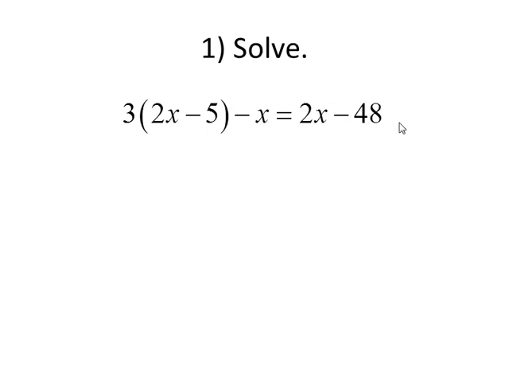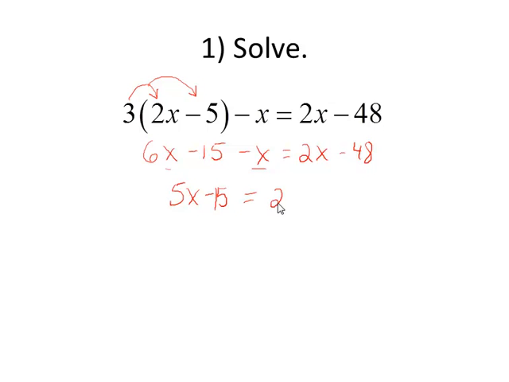First problem, a linear equation. We want to begin by simplifying both sides. So here that's going to include distributing and maybe combining like terms. Distribute the 3. Then combine the like terms on the left, 6x and negative x. 6x minus x is 5x minus 15 equals 2x minus 48.